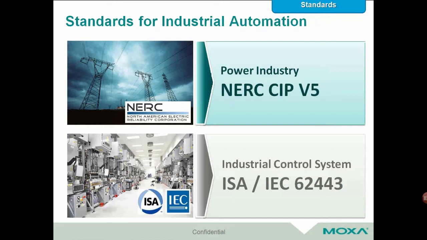If you're in the power industry, the North American Electric Reliability Corporation standards, or NERC-CIP, will be the one you'll want to look at. For most of us, though, ISA/IEC 62443 will be the standard we look to for securing industrial control systems. I'll go into this standard a little deeper in the coming slides.